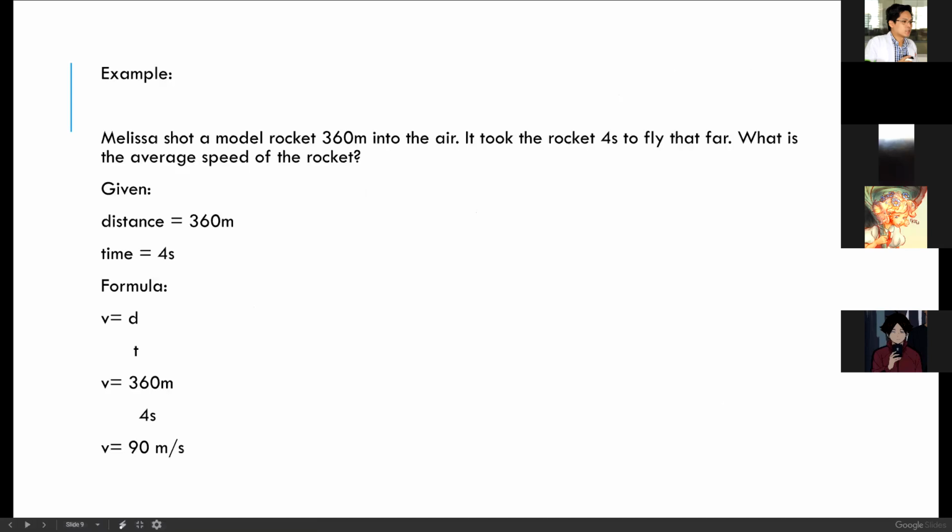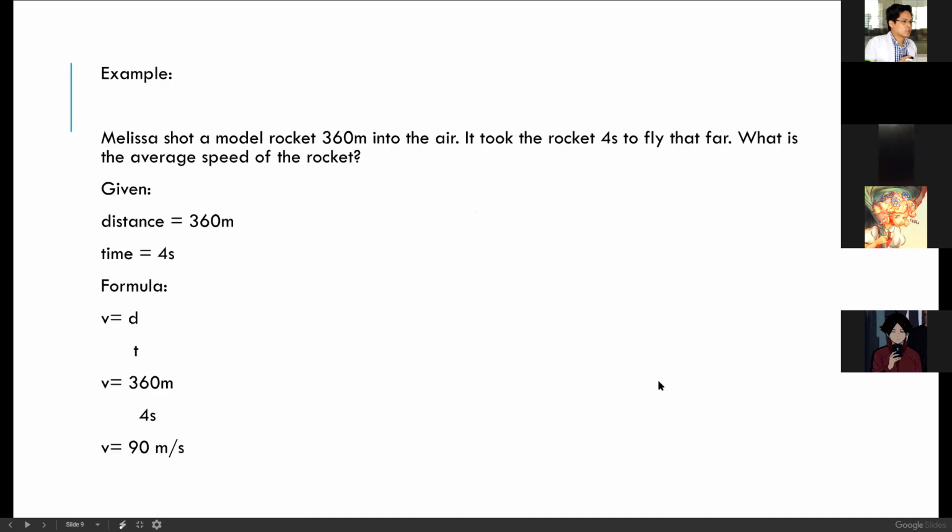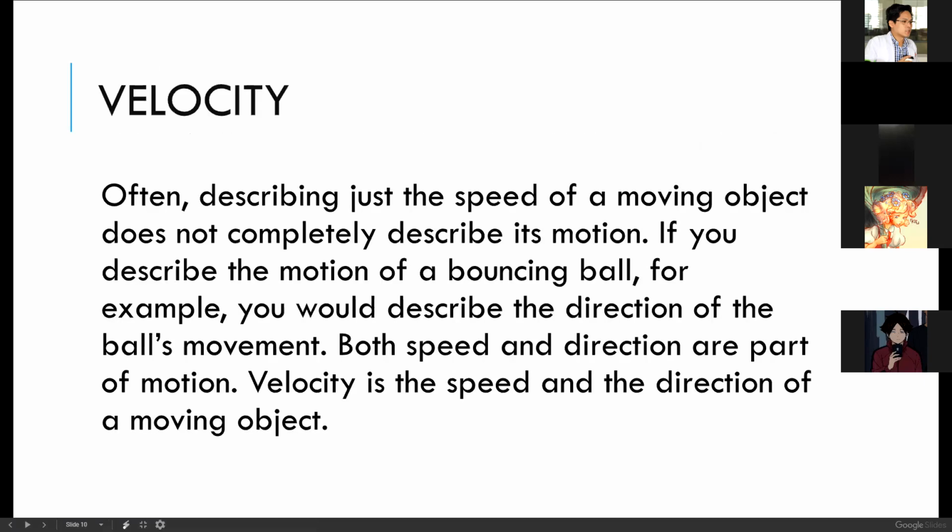Do you have any questions so far? For example, Melissa shot a model rocket 360 meters into the air. It took 4 seconds to fly that far. What is the average speed of the rocket? Distance is 360 divided by time, 4 seconds. 360 divided by 4 is 90 meters per second. That's the average speed.